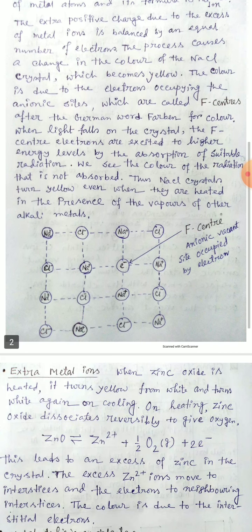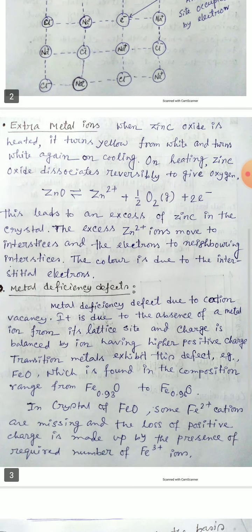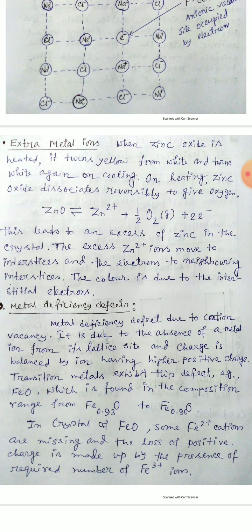The second one is extra metal ions. Defects due to extra metal ions are explained by taking one example. When zinc oxide is heated, it turns yellow.